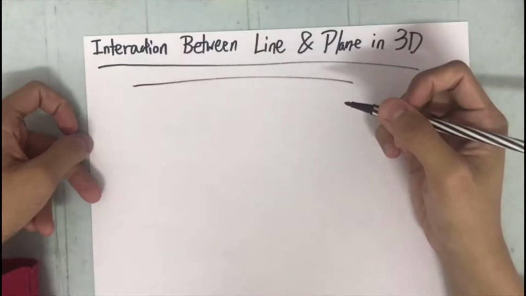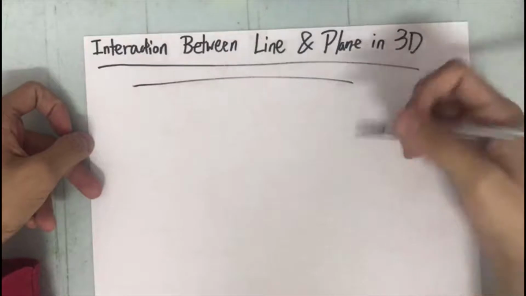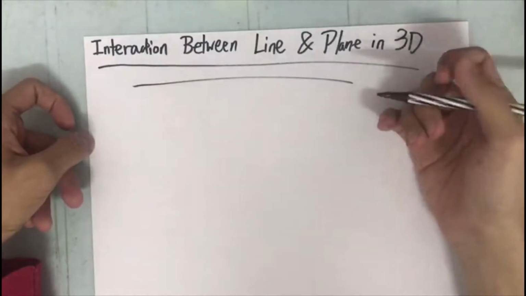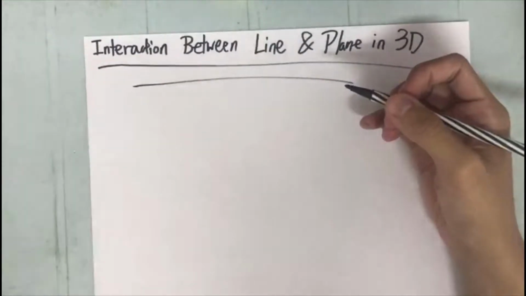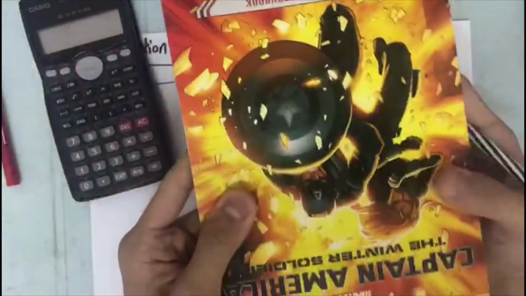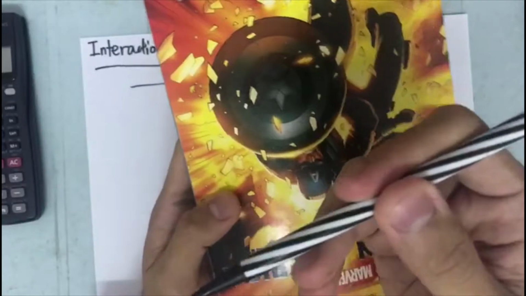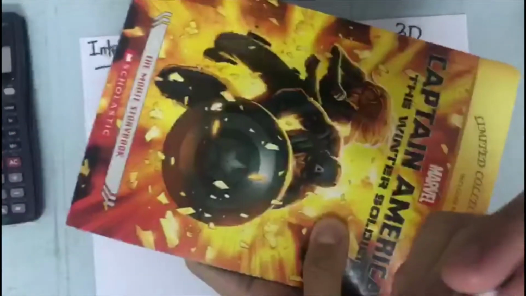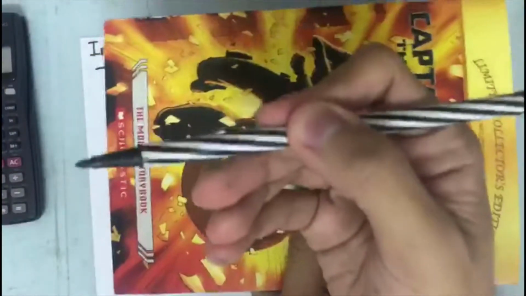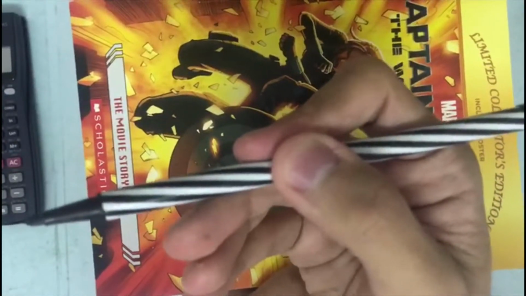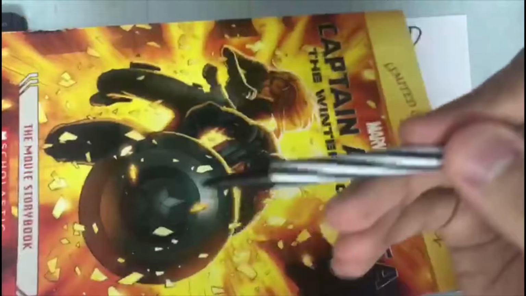Today we are going to talk about the interaction between a line and plane in 3D. Let's start this lesson by visualizing this book and this pen as a plane and a line in 3D. Now, imagine, how can they interact? Let me rotate this. How can they interact?